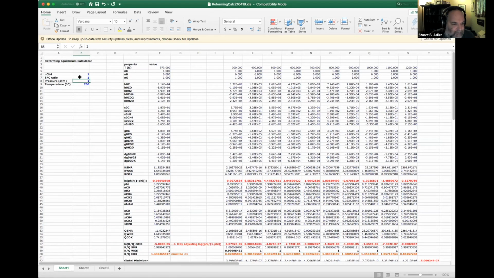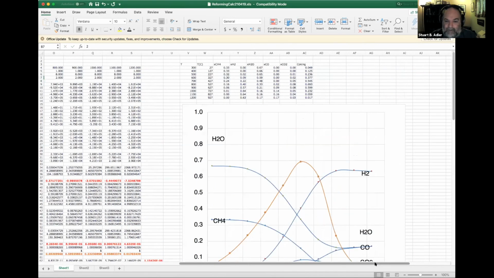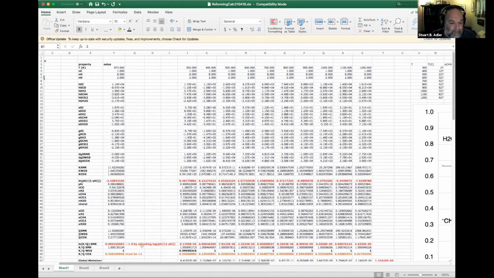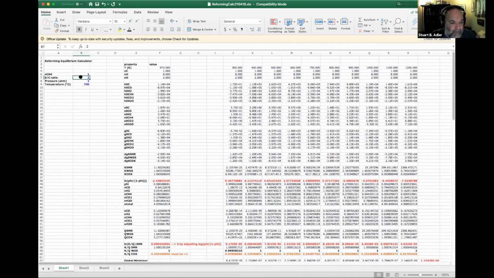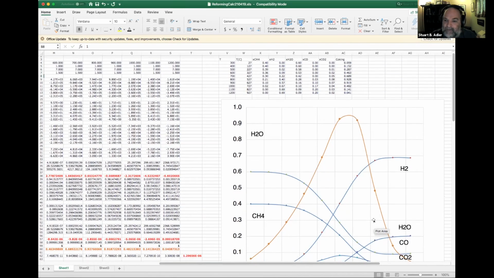Exactly what we need is a little bit dependent, gets into the kinetics. If I go to a steam to carbon ratio of 2, as an example, it looks safe. If I go to a steam to carbon ratio of 1.5, recalculate, that's right on the edge.